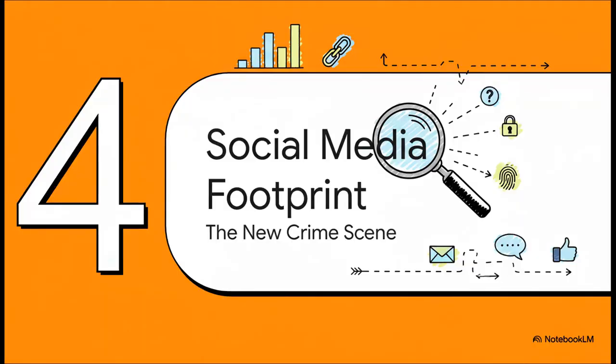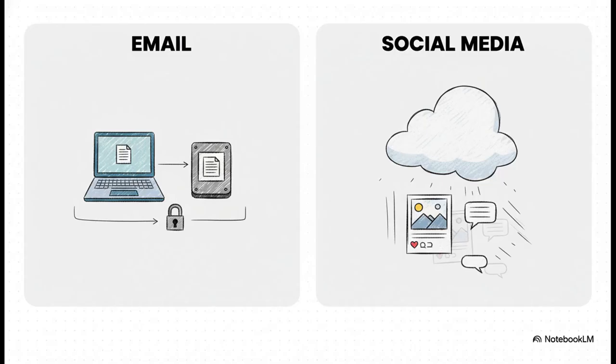Okay, so tracking an email is one thing, but what happens when the crime scene isn't an email server, but the wild, fast-moving world of social media? Well, the goal is the same, follow the trail, but the challenges are completely different. And here's the biggest difference. Email evidence is usually static. It sits on a computer, maybe in an Outlook file. It doesn't change. Social media evidence is the exact opposite. It's dynamic. Someone can delete a post or a whole account in a heartbeat, and it's stored in the cloud on servers owned by huge companies. The evidence isn't on a local hard drive, it's out there on the internet.